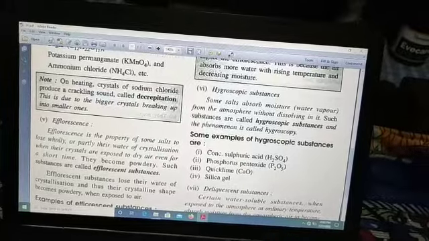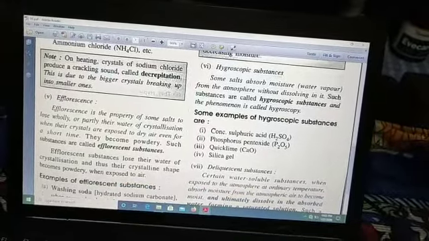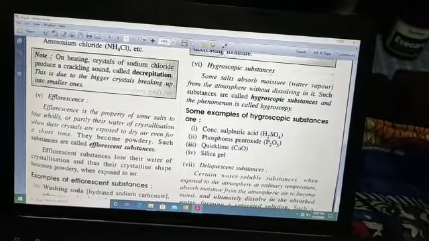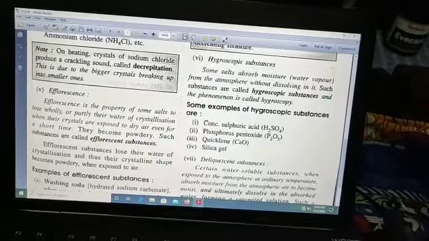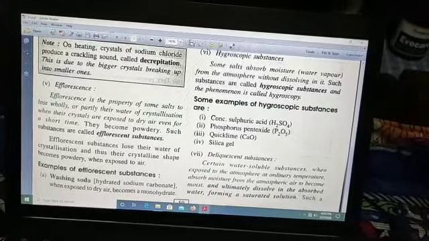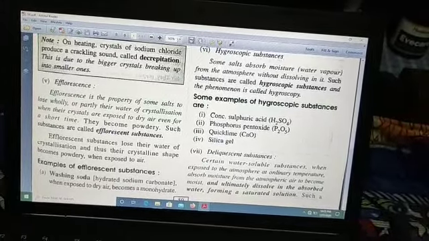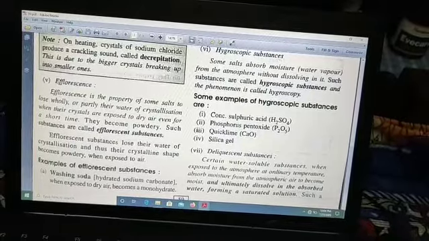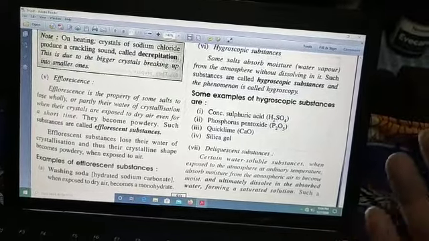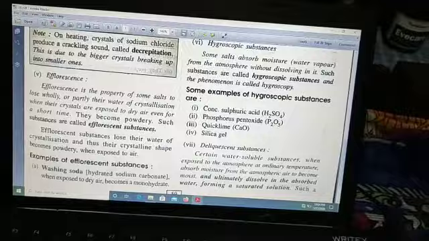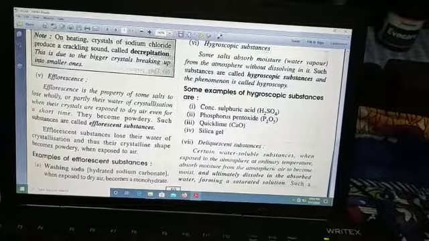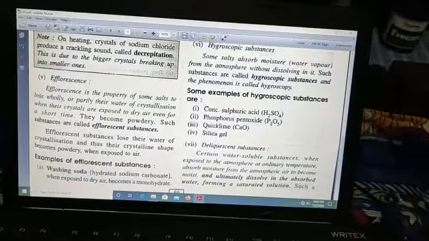Okay, the next property of salt is efflorescence. Let us try to see what this topic is. We studied the term efflorescence in class 9 in the chapter Water, if you remember. Efflorescence is the property of some salts to lose wholly or partially their water of crystallization when the crystals are exposed to dry air even for a short time. Such substances are called efflorescent substances, and the phenomenon is efflorescence.